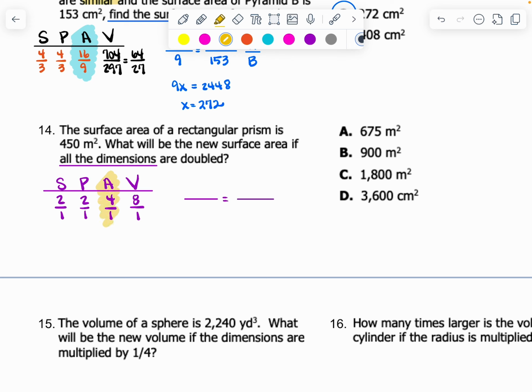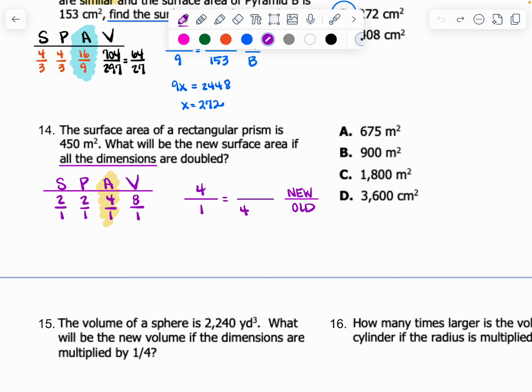I set up my proportion. Again, you can solve it without a proportion if you want to. So we're doing surface area, which means we need the 4 to 1 ratio, right? And all the dimensions are doubled. So be really careful because the 4 to 1, this is going to be the bigger one, which would be the new one, because the sides were all doubled. So the new one is the bigger one.